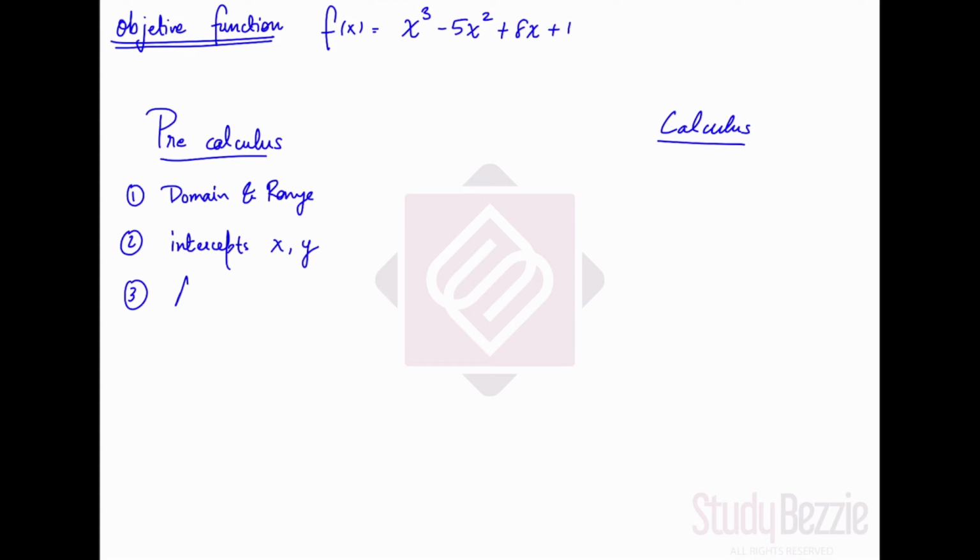The third thing that you might know is asymptotes, both vertical and horizontal, if the function has any. Because this is a third degree polynomial, it will probably not have any of those. That's the stuff you should know before going into this function.